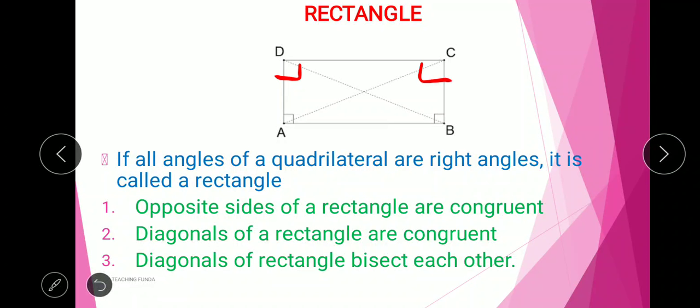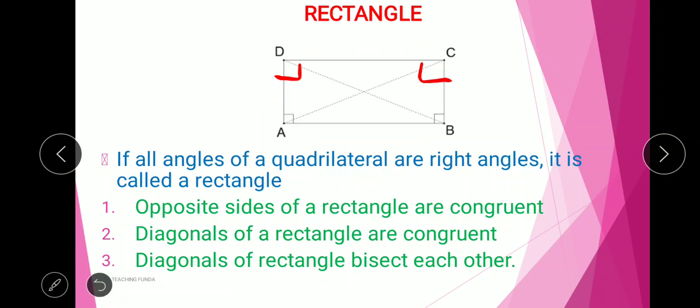Let us look into the properties of rectangle. First property is opposite sides of a rectangle are congruent. See, suppose this side DC is 6 cm, AB will also be 6 cm. Suppose DA is 3 cm, CB will also be 3 cm.